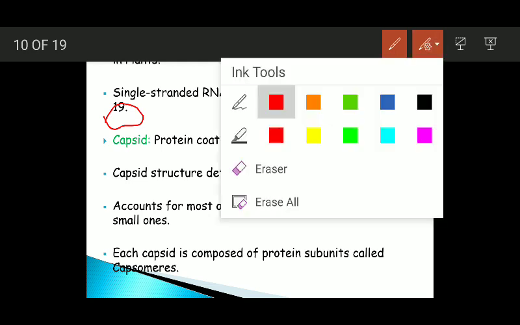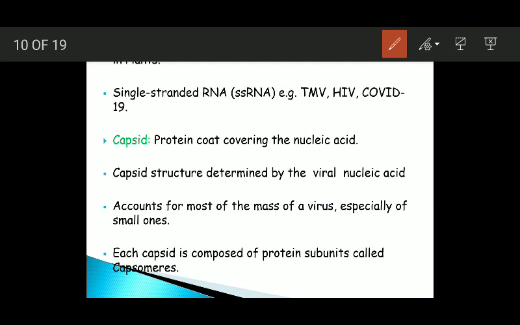The next thing that we have to deal with is the protein coat which is known as capsid. Here, this is the genetic material. This genetic material is covered by a protein coat, and this protein coat constitutes the capsid. It protects the nucleic acid from degradation, and it gives support to the nucleic acid.